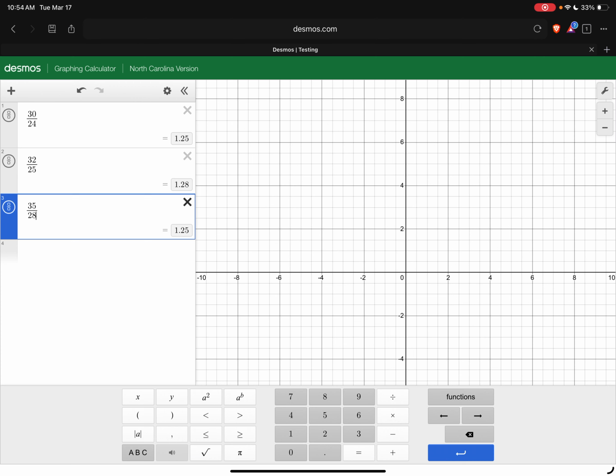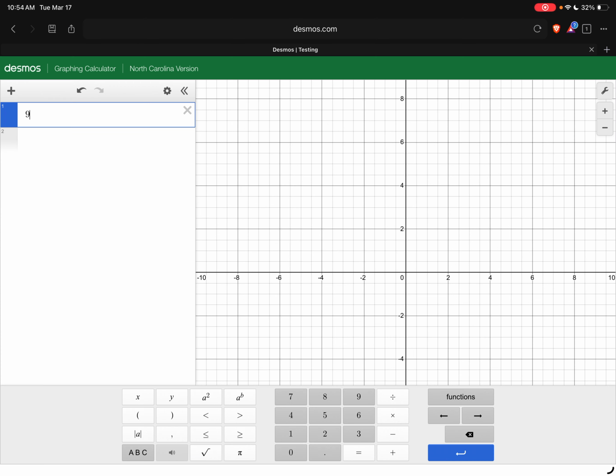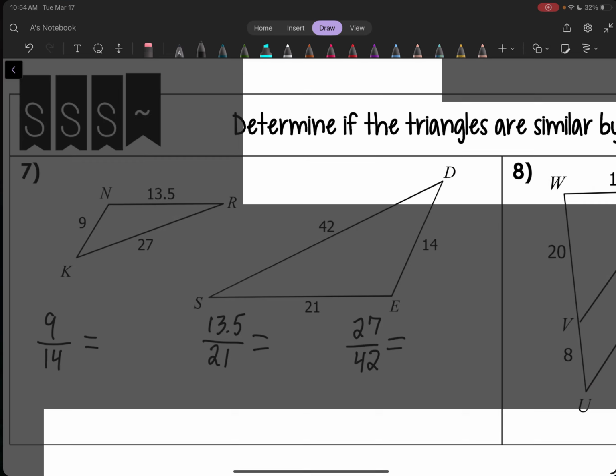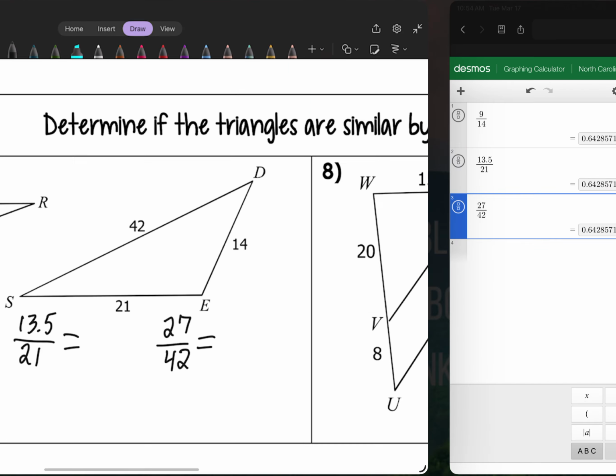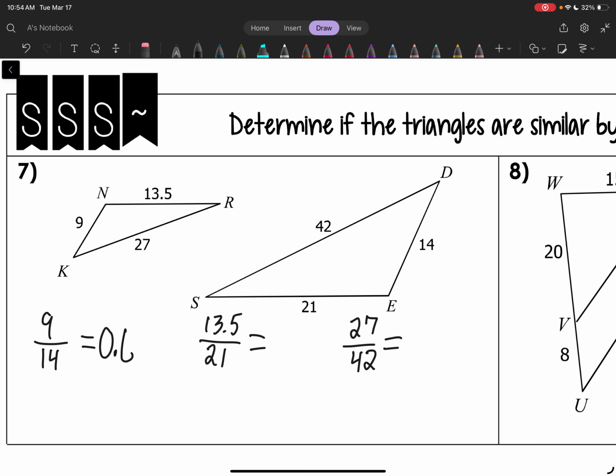Plug these into Desmos. 9 over 14. 13.5 over 21. And 27 divided by 42. I'm going to round all of these to 3 decimals. They're all 0.643. So yes, they are similar.